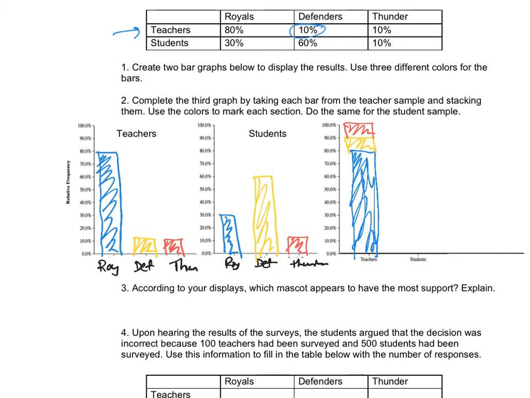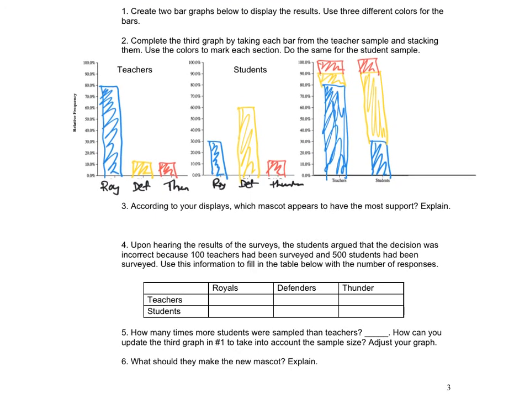All right, for the students were 30%. Okay, and then the defenders were 60. So where does that put us? If I add on 60 on top of the 30, I'm all the way up here at 90%. And then the red, they both shared, the thunder was only 10%. There you go. So that's called a segmented bar graph, where they're all stacked on top of each other. It's kind of like taking this plus that and stacking it on top to make 100%.